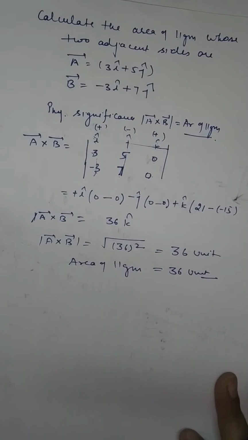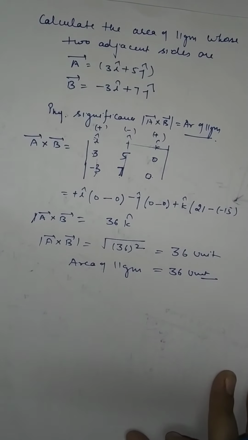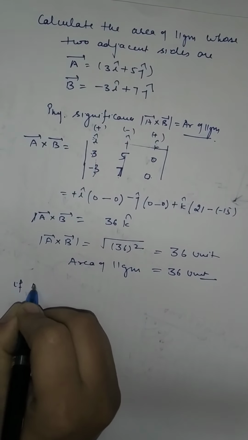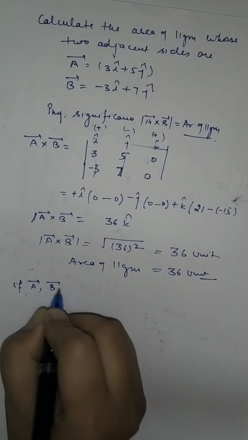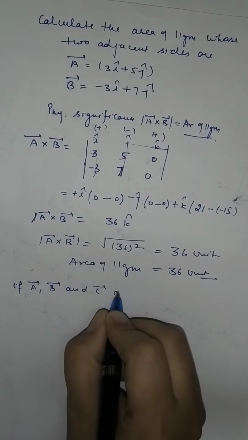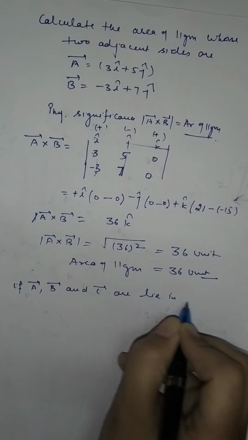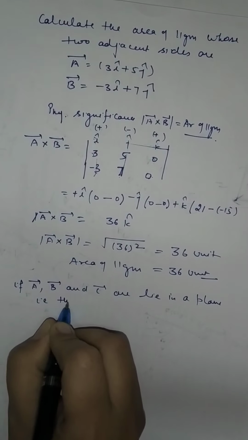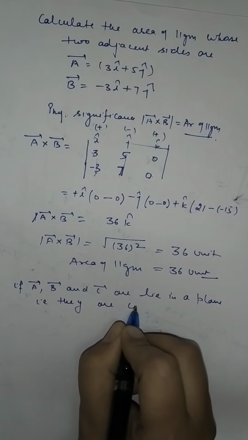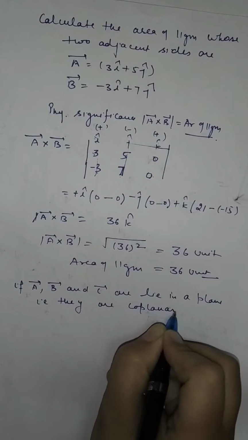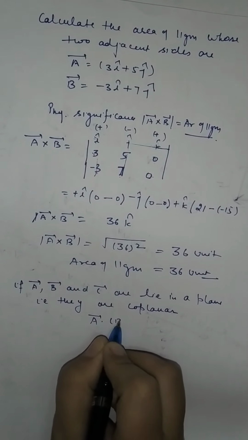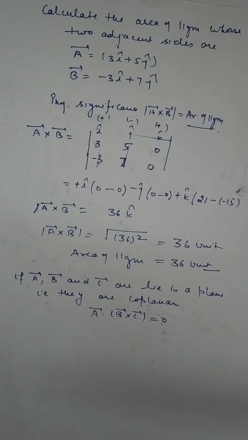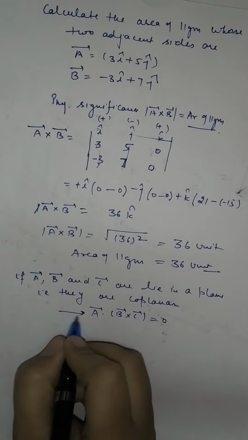Now after this I have to discuss the scalar triple product. If there are three vectors A, B and C that lie in a plane, or you can say they are coplanar, then their A dot B cross C is equal to 0. Right? This is said to be the scalar triple product.